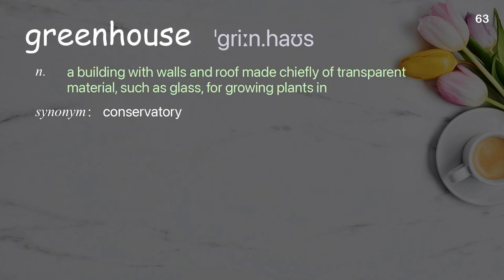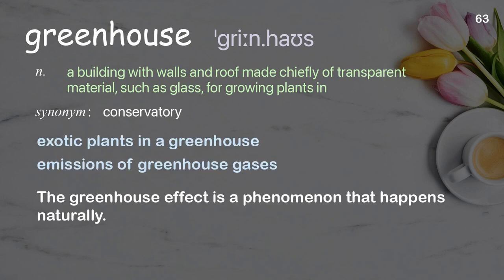Greenhouse. A building with walls and roof made chiefly of transparent material, such as glass, for growing plants in. Examples: exotic plants in a greenhouse, emissions of greenhouse gases. The greenhouse effect is a phenomenon that happens naturally.